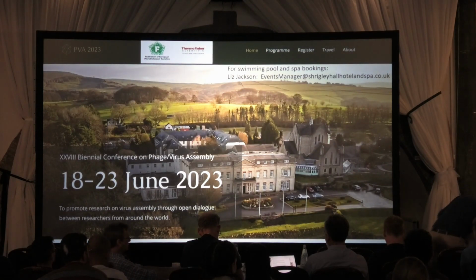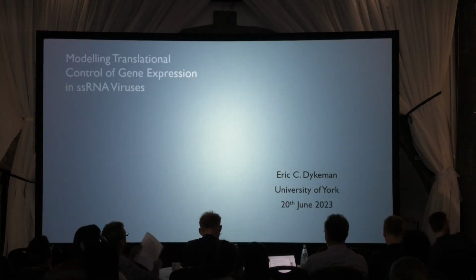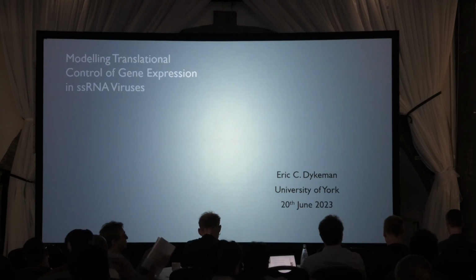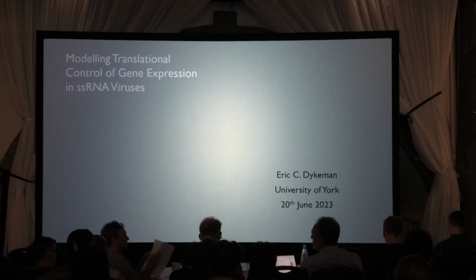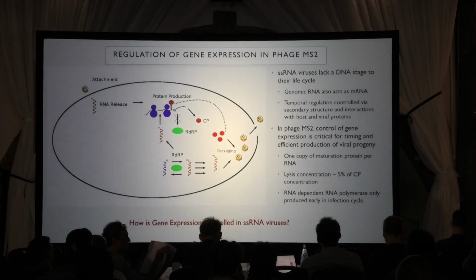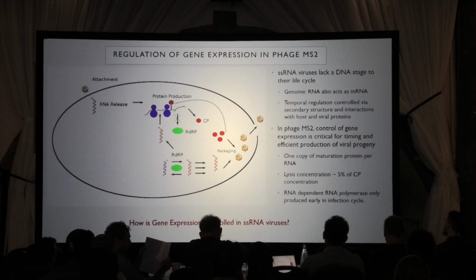Thanks to the organizers for allowing me to present some of my work today. We've heard a couple of nice talks about the replicase and replication of the RNA genome. So here I'm going to switch gears and actually talk about the translational apparatus and how that's regulated in the cell. One of the model systems that I'm interested in is phage MS2. I think it's a very simple system that gives some insights into how single-stranded RNA viruses can control their replication via RNA secondary structure.